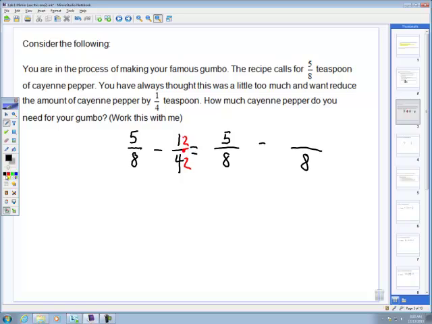So our numerator is 2. Notice that 2/8 is the same as 1/4. All we did was convert to an equivalent fraction. So now we can add or subtract the numerators and simplify. 5 minus 2 is 3. Our common denominator is 8. 3/8 cannot be simplified any further. So therefore, how much cayenne pepper do you need for your gumbo? We now need 3/8 of a teaspoon.